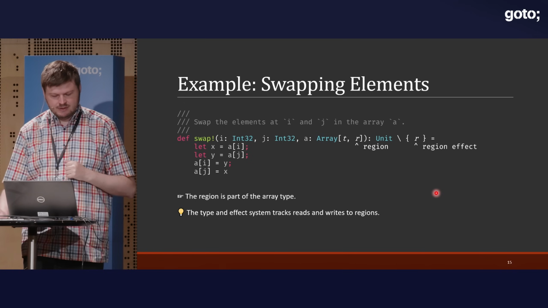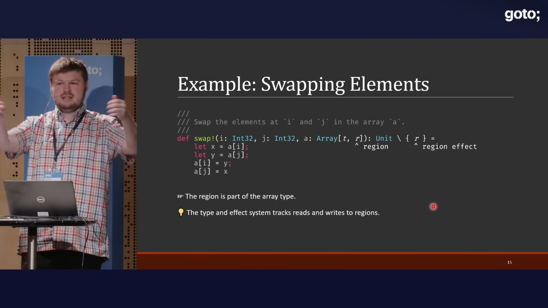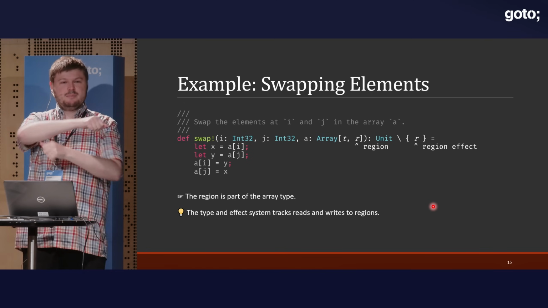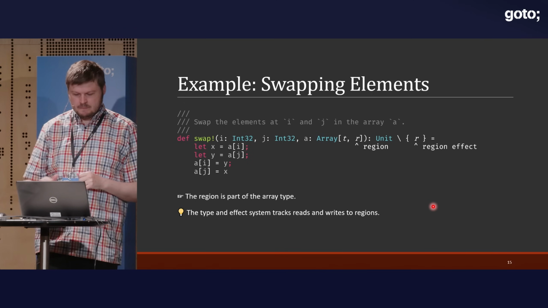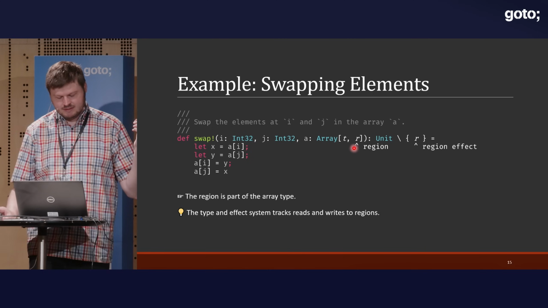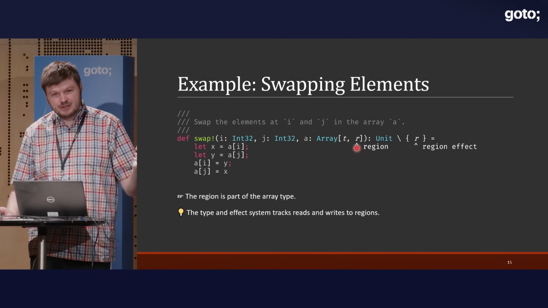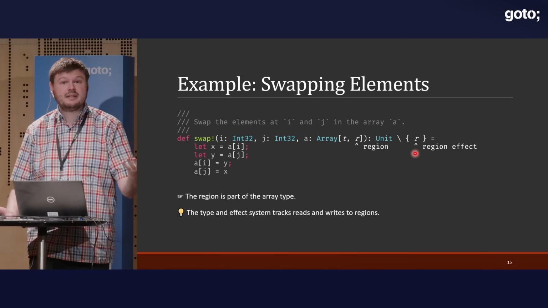That's the main point. Then the implementation is kind of what you expect. I pull out the elements and then I write them back in the opposite order. But the main point I want to make is that the array belongs to a region and the swap function has an effect in that region.